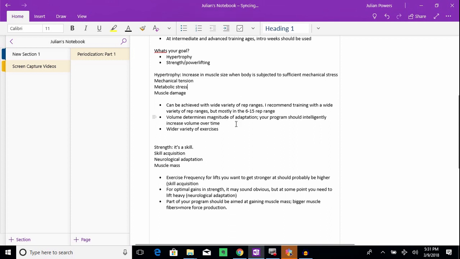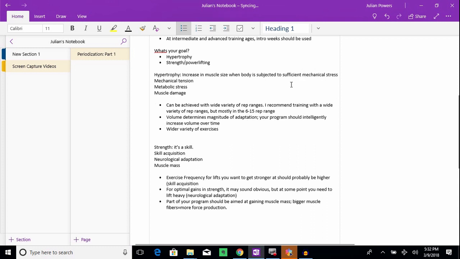So what you need to do is intelligently increase volume over time. Again, the first thing is you can train in a wide variety of rep ranges, but I recommend the 6 to 15 rep range for most of your work. Why is that? Because that 6 to 15 rep range, if trained at a high enough RPE and percentage of 1 rep max, is a sufficient mechanical stress, but you're going to plateau, and what do you manipulate after that to keep seeing results? You need to manipulate volume. So a good periodization program intelligently increases volume over time. And again, the work you're doing has to be sufficient mechanical stress.